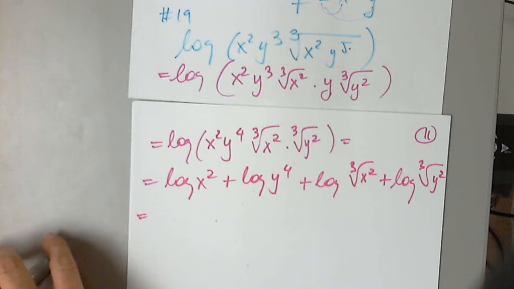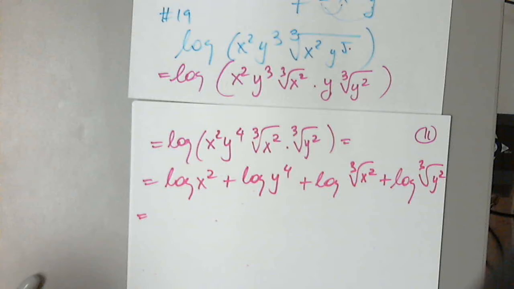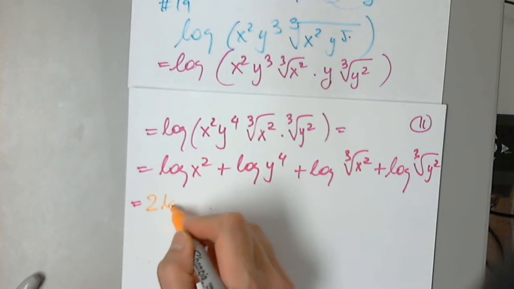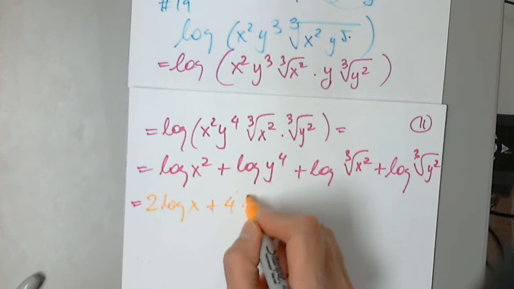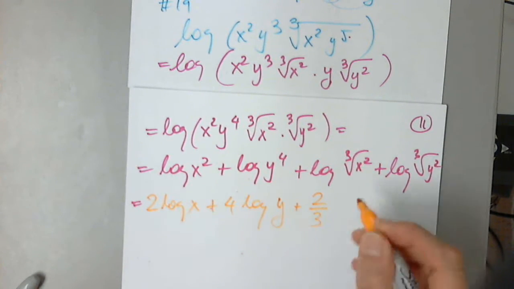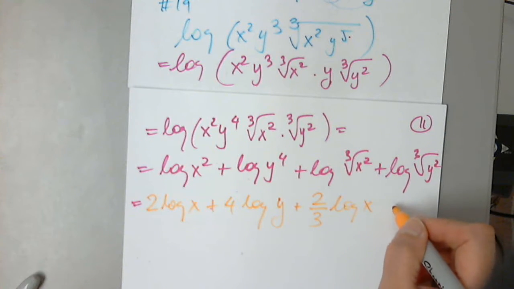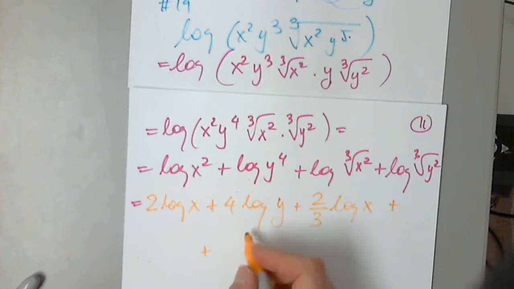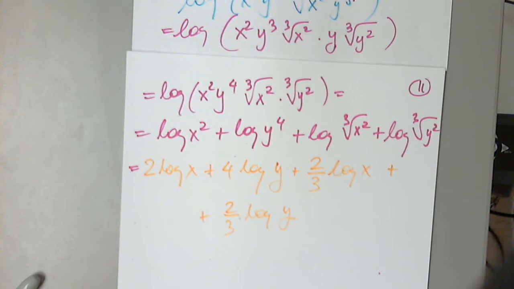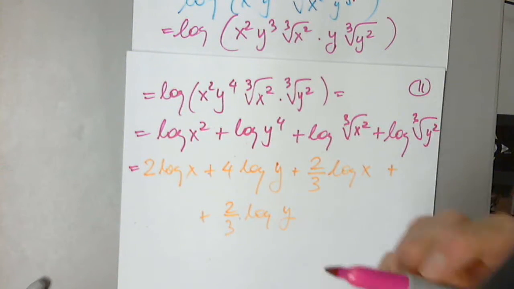Yes, I'm going to put the power in front right now. Of course, right this moment. So the power rule will bring 2 in front. So 2 log x plus 4 log y plus 2/3 log x and plus 2/3 log y. Now, since we have log x and log y, we can combine like terms and find the least common denominators, and I will.